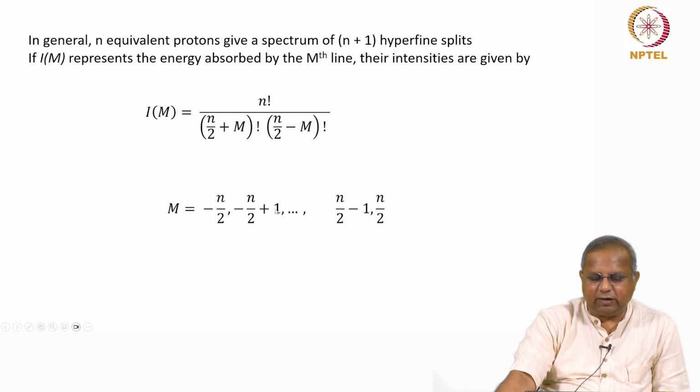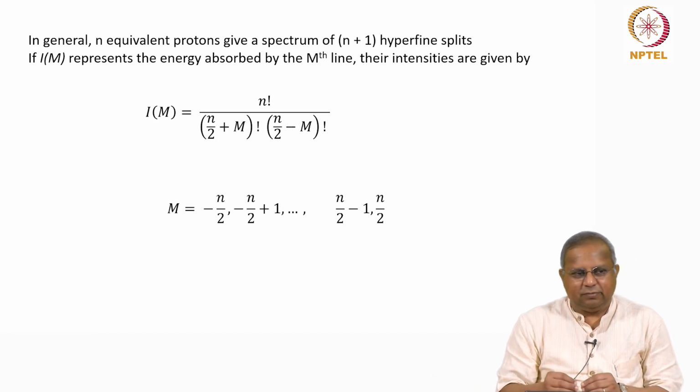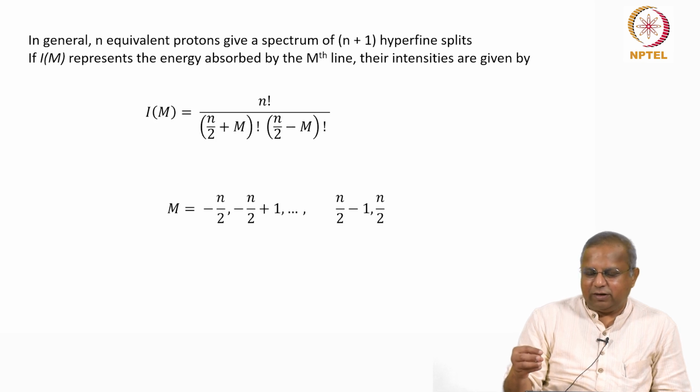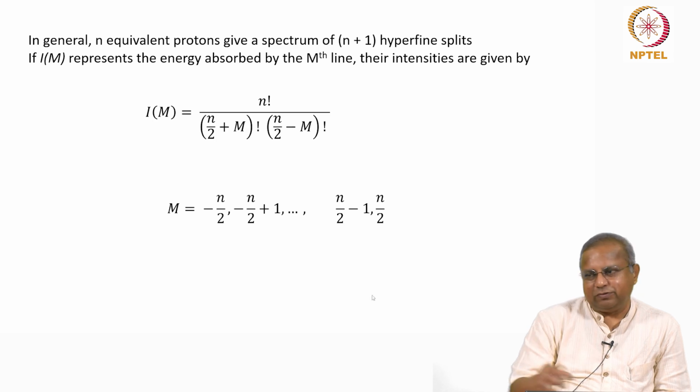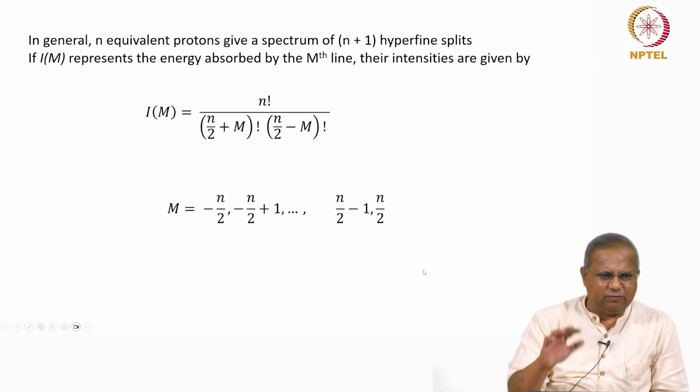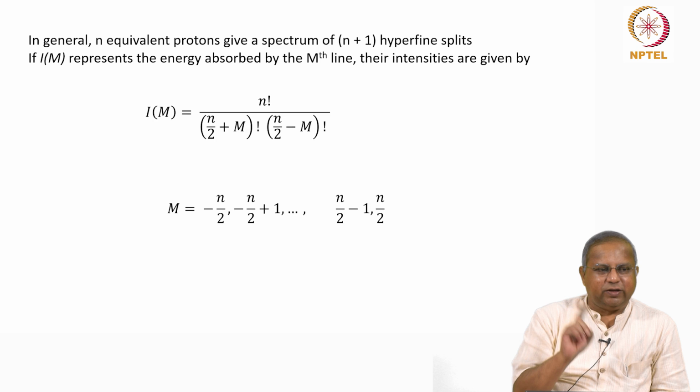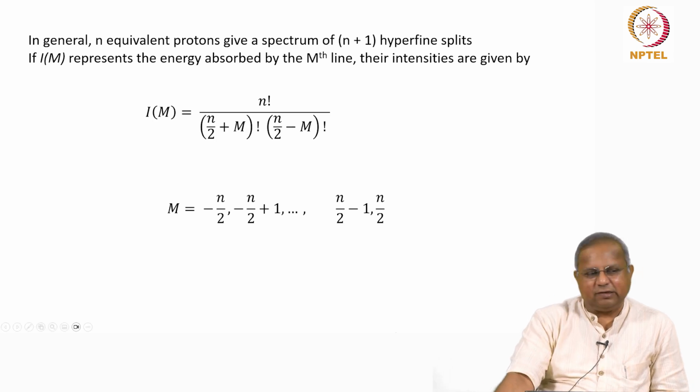And of course, the values that m can take are quantized. So this is some place where we represent the quantized aspects in a classical view. A classical view is just limited to looking at the electron going around and so on and so forth in this case.